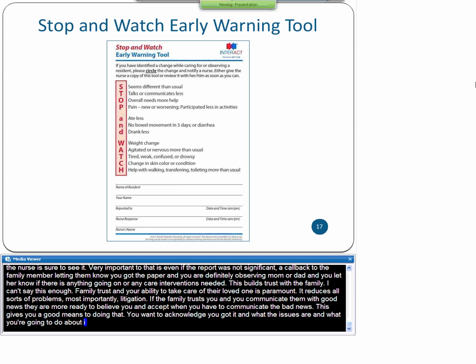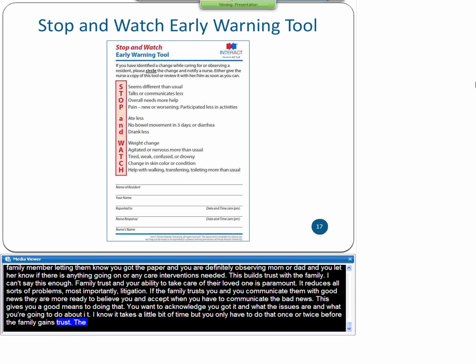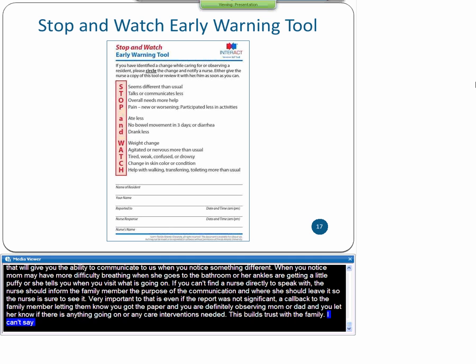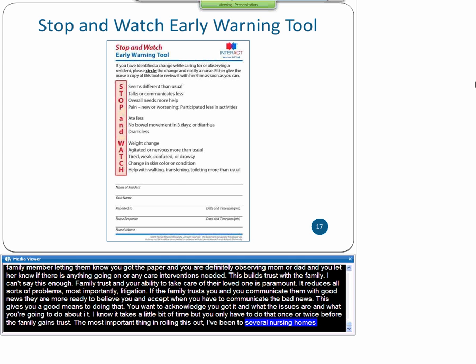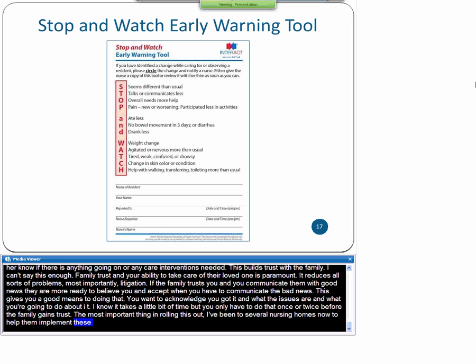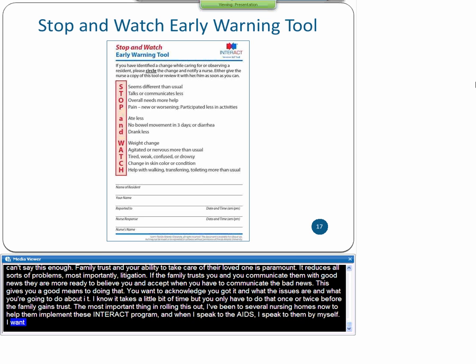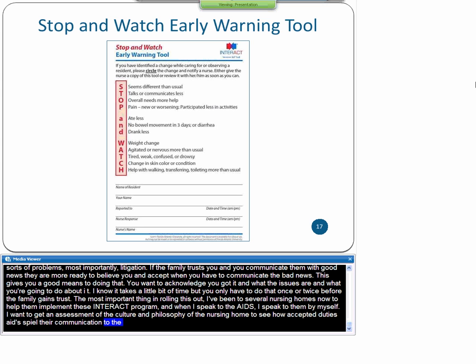The most important thing in rolling this out: I have been to several nursing homes now to help them implement the Interact program. And when I speak to the aides, I speak to the aides by myself. I ask no other staff be there, because I really want to get a sense of the culture and philosophy of the nursing home, to see how accepted these aides feel their communication to the nurses is. Because some nurses and other staff members have a bias that they don't even know exists. I have to tell you, probably the most important person in your building is that direct caregiver.